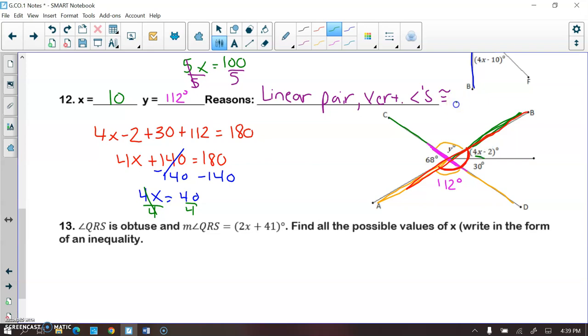And now what I used there is I didn't use a linear pair because pair means 2. I actually used 3 angles to say that this created a straight angle. So I also used that a straight angle equals 180 degrees.